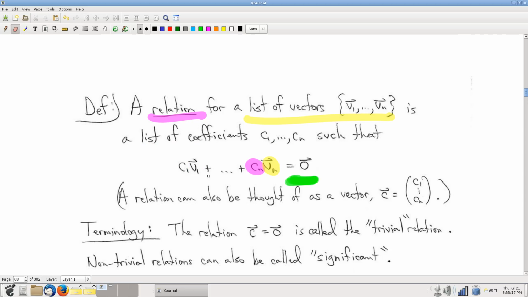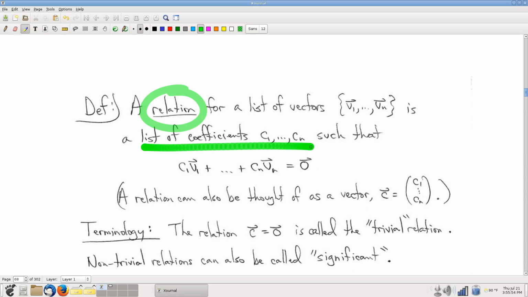Now, why do we call that a relation? Well, it shows a sort of relationship between these vectors. In some sense, this is unexpected. These vectors, if they're not all the 0 vector or something like that, are perhaps pointing in every different direction, who knows where, and the idea that you can take some linear combination of them and have it add up to 0, it's not clear that that's even possible. So if it is possible, it shows some sort of relationship between these vectors and thus reasonable motivation for this term relation. Now, do notice that a relation is a list of coefficients.